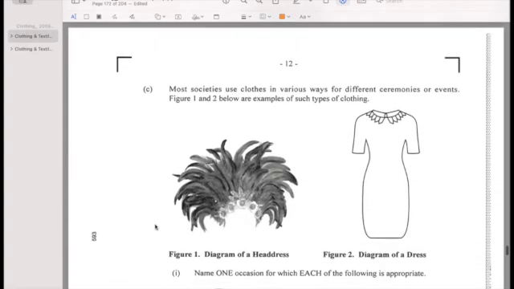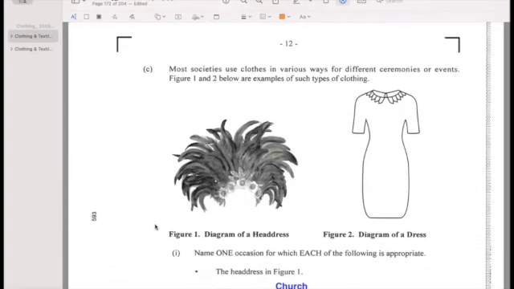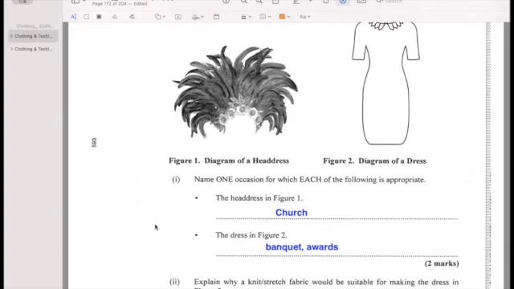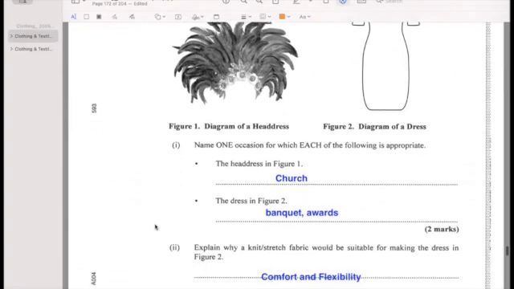6 marks. All right, this is another image that they gave us. So most societies use clothes in various ways for different ceremonies or events. So they gave us a headdress and they gave us a design for a dress. Name one occasion for which the following should be worn. So we could use this headpiece. You can go to church with it. And the dress, figure 2, you can go to a banquet or to an award.